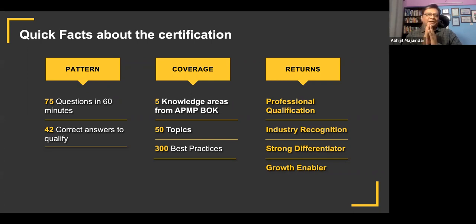And if you are smart enough to mark yourself as a non-native English speaker while you sign up, then you get 90 minutes. Okay, 15 minutes extra. Now, where do these questions come from?